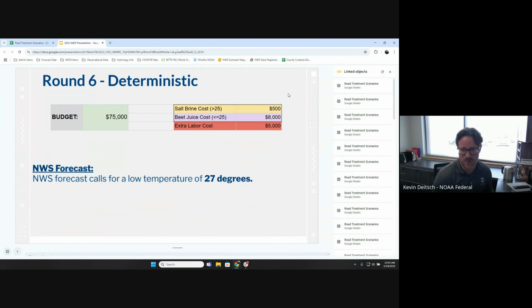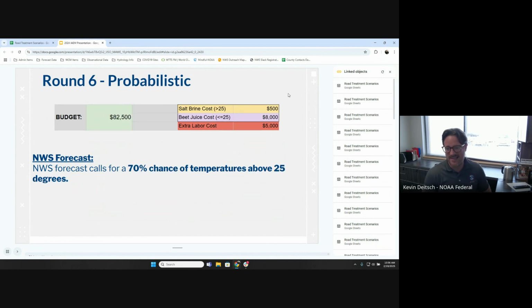So here's one. 27 degrees, Jake. Deterministic. That's a toughie. Salt or beet juice? All right, they're salting. I like it. Matt, 70% chance of temperature staying above 25. Salt or beet juice?